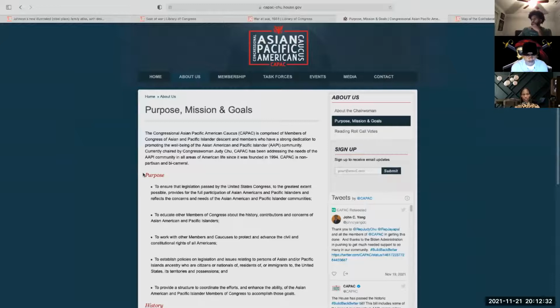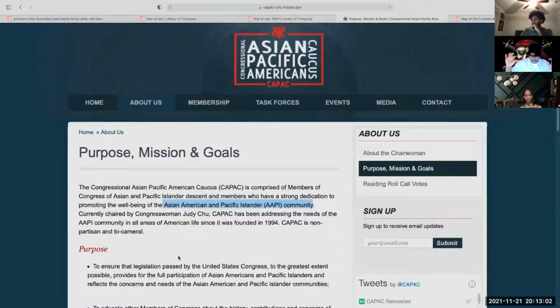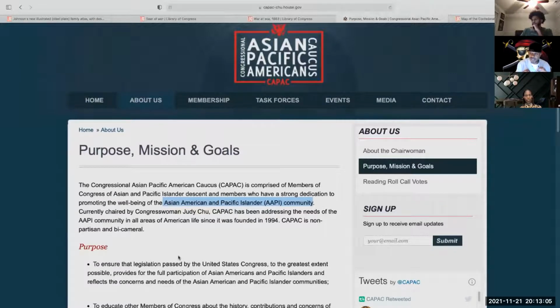Okay, so this is for Asian and Pacific Islanders. The Congressional Asian Pacific American Caucus is comprised of members of Congress of Asian and Pacific Islander descent, and members who have a strong dedication to promoting the well-being of the Asian American and Pacific Islander community. So they're itemized. They only got two groups that they're looking for. When they go into the business meeting, they're accounting for what percentage of resources Asian Americans are getting and what percentage Pacific Islanders are getting. They don't have this in other minority talk. I want y'all to see this.